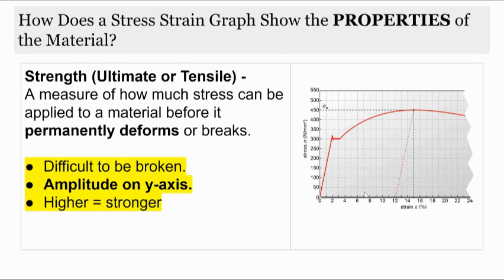So as we can see on our tensile stress strain curve right here, the highest amplitude on the y-axis would occur at this point right here. And if we trace it over to the y-axis, we can see that this material would have an ultimate or tensile strength of 450 newtons per millimeter squared.